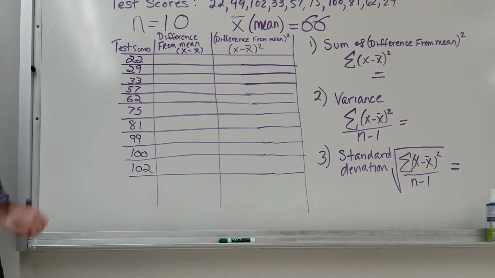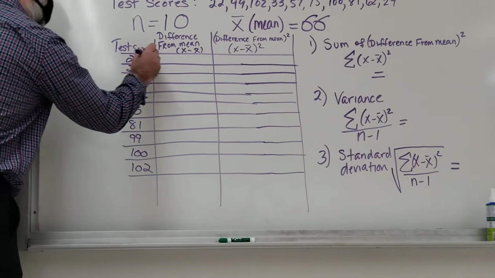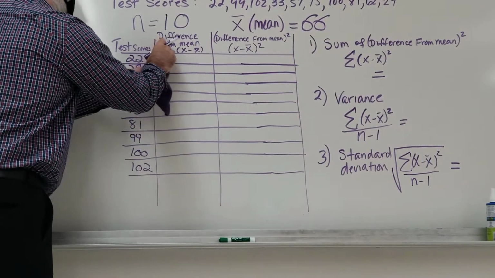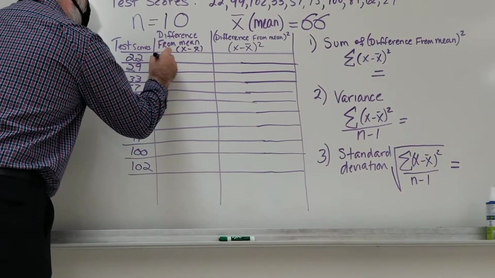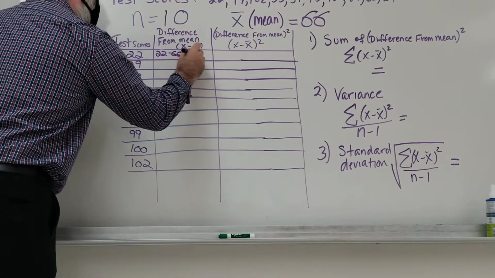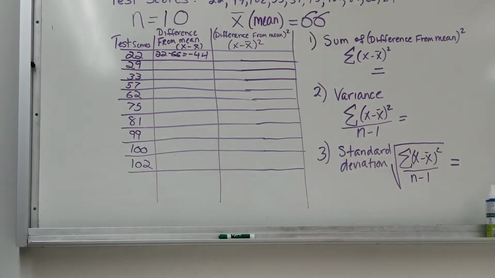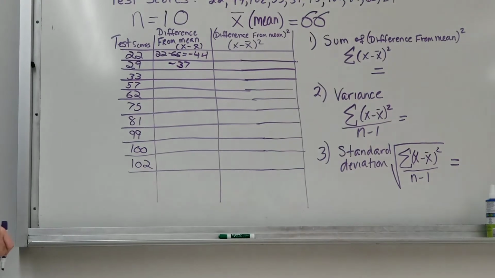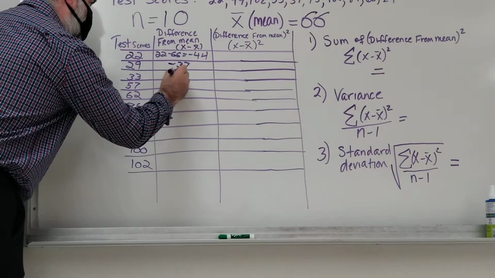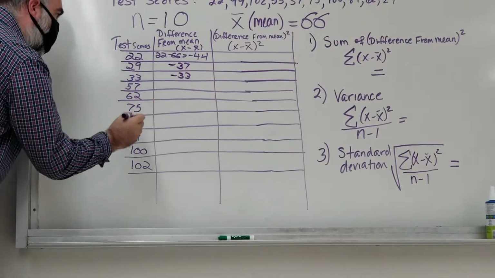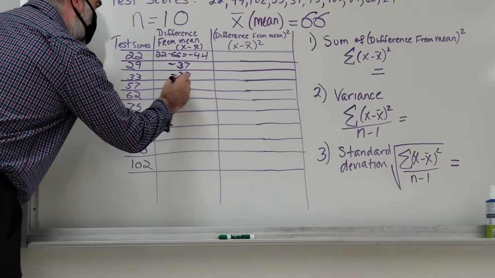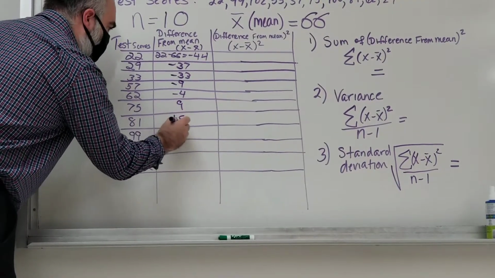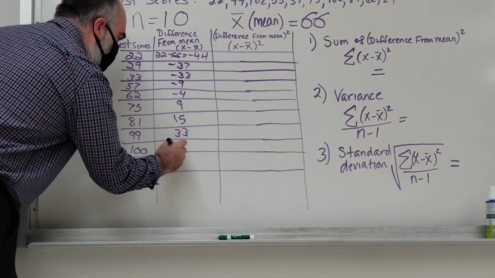The second column is for you to take the difference between the test score and the mean. So 22 minus 66 equals negative 44. 29 minus 66 equals negative 37. 33 minus 66 equals negative 33, etc. So we're going to fill in the rest. It'll be negative 9, negative 4, 9, 15, 33, 34, and 36.